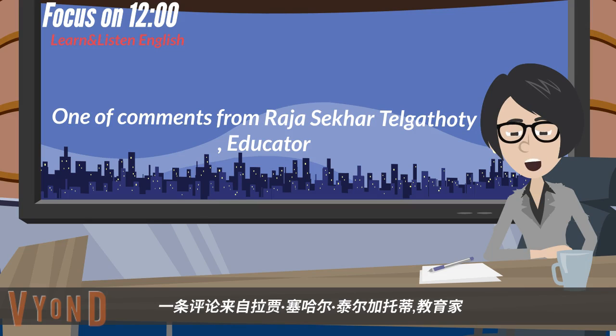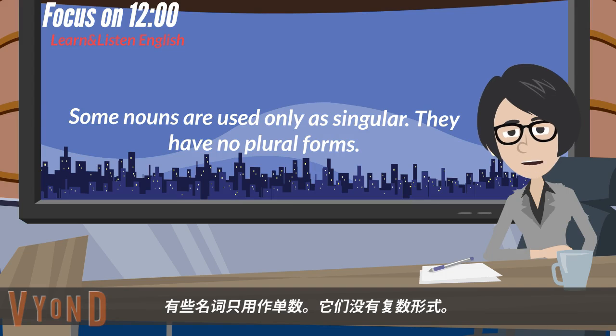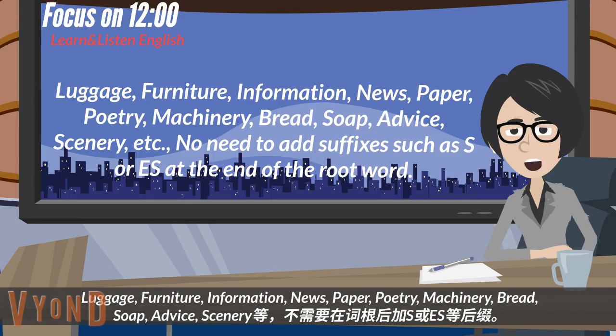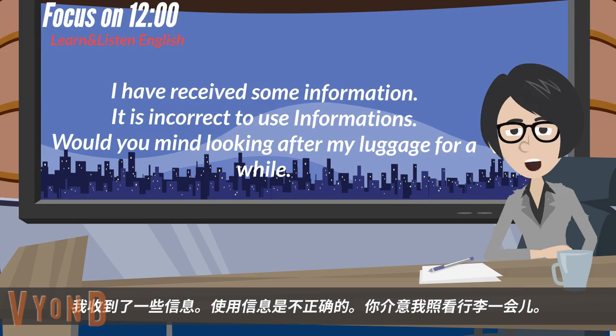One of the comments from Rajasekhar Tolgathati, educator. Some nouns are used only as singular. They have no plural forms: luggage, furniture, information, news, paper, poetry, machinery, bread, soap, advice, scenery, etc. No need to add suffixes such as s or es at the end of the root word. I have received some information. It is incorrect to use informations. Would you mind looking after my luggage for a while?